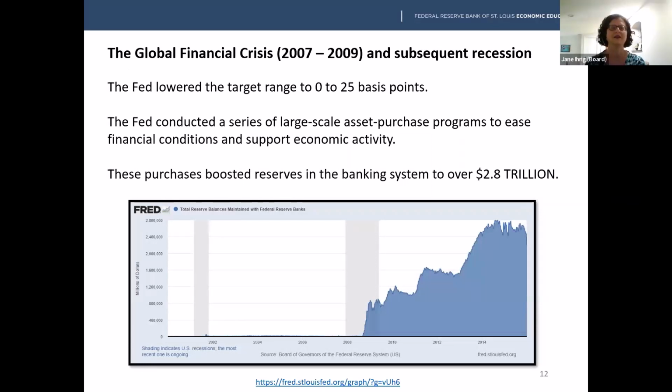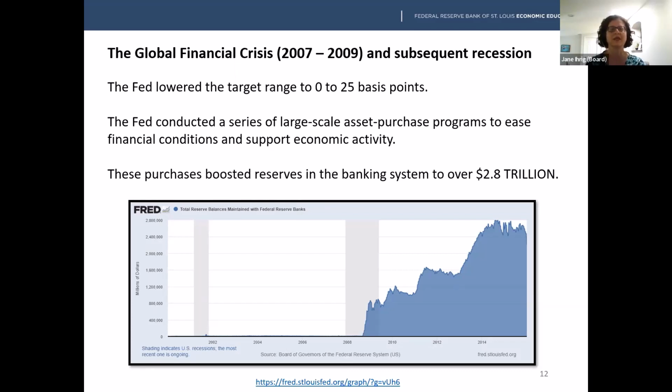Thanks, Scott. So as you can see on this graph, what changed was the global financial crisis that Scott mentioned, and then the subsequent recession. So when the crisis hit, the first thing the Federal Reserve did was it lowered the target range to near zero, so 0 to 25 basis points. 25 basis points is 1/4 of a percentage point. So it used its standard policy tool to conduct policy and brought the Fed funds rate, or in short-term interest rates, to near zero.